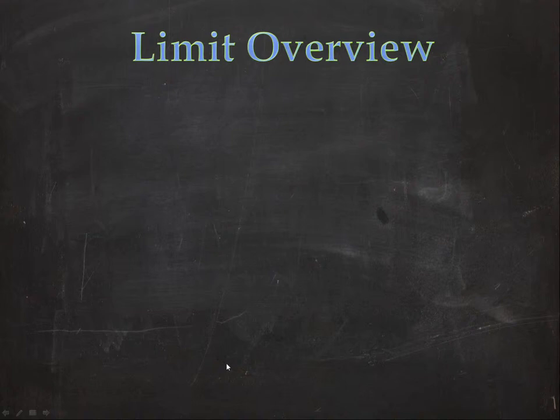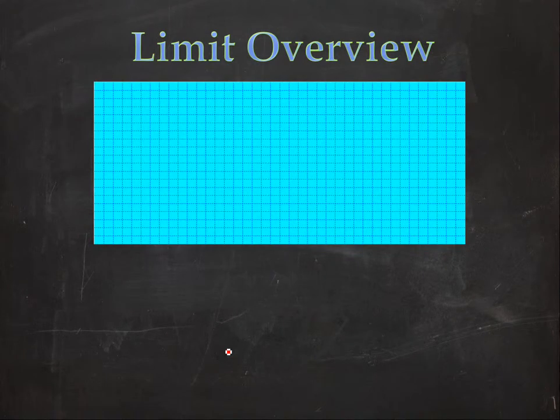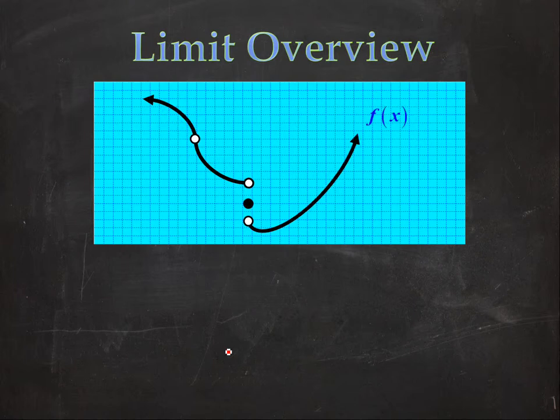Well, let's just start with a simple function. We will call our function f of x. As you can see, this function does some really cool things. It stops, it skips, and even has a hole in it. Now, what we're interested in is what is the value of the function near a specific x location, or what does the function intend to do at that x location. Now, that's all we want.